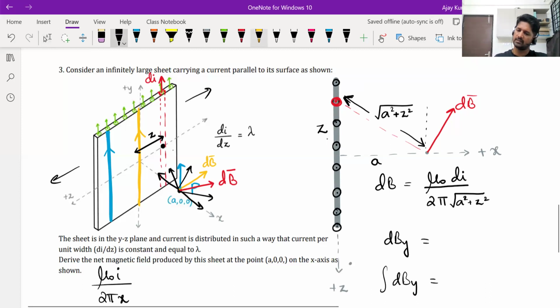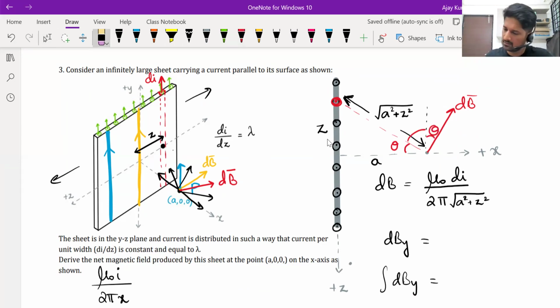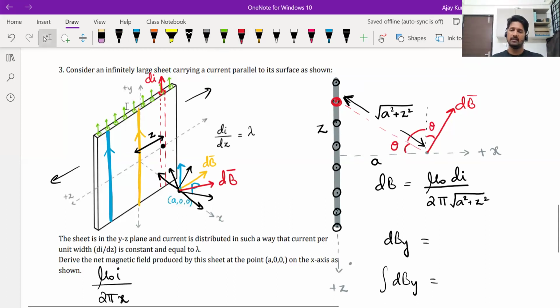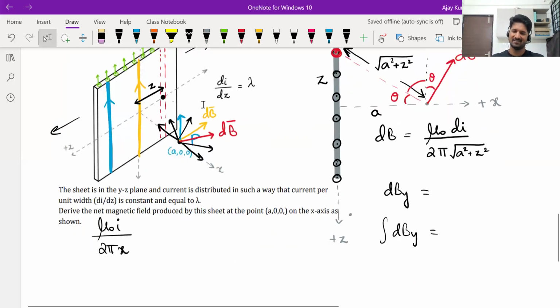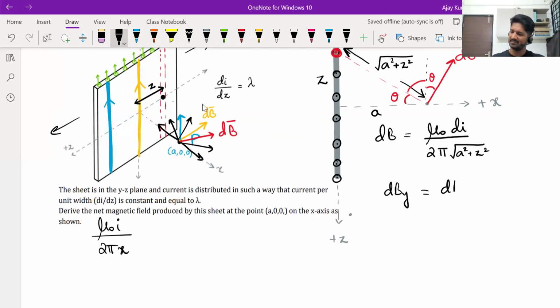Let's call this inside angle theta. These are all mathematically tough also to do. Call this angle theta, then this becomes 90 minus theta, then this again becomes theta. So the y component becomes dB cos theta. From that right angle triangle, how much is cos theta? A by root of a square plus z square.